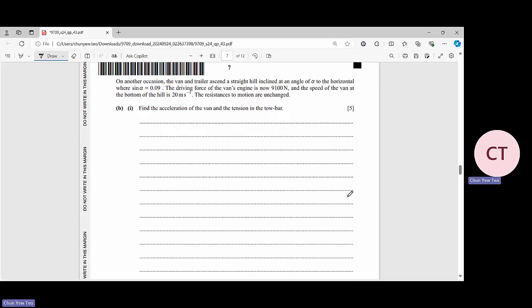On another occasion, the van and trailer ascend a straight hill inclined at an angle alpha to the horizontal, where sine alpha is equal to 0.09. The driving force of the van engine now is 9,100 Newton, and the speed of the van at the bottom of the hill is 20 meter per second. The resistance to the motion is unchanged. Find the acceleration of the van and the tension in the tow bar.